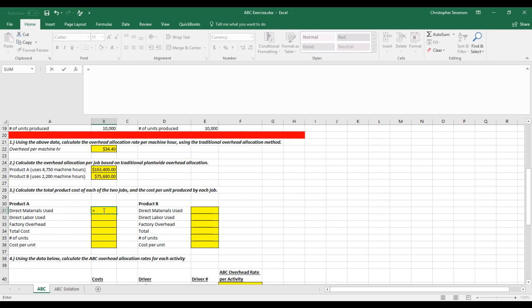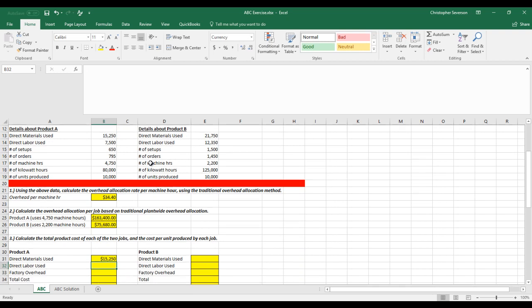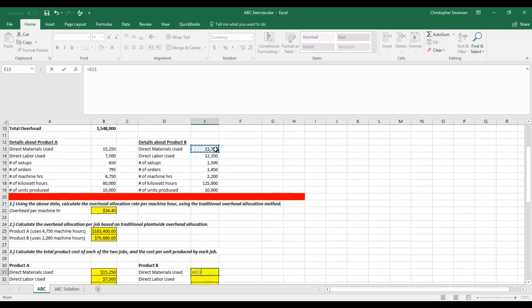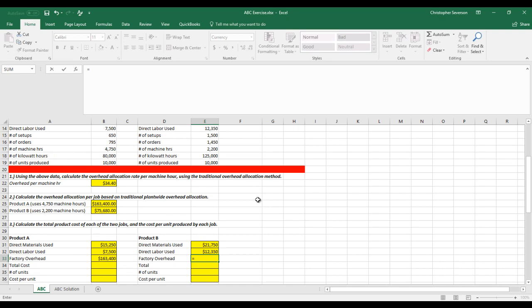So what we essentially need to do here is, actually in this case, we're still on the traditional costing method. So we need to grab the materials, grab the labor. Now the factory overhead, we're still using traditional, so this is going to be what we just calculated up here, the $163,400. We'll do the same over for product B. We'll go up and grab its materials. We'll grab its labor. And just that one item of factory overhead that we already applied.